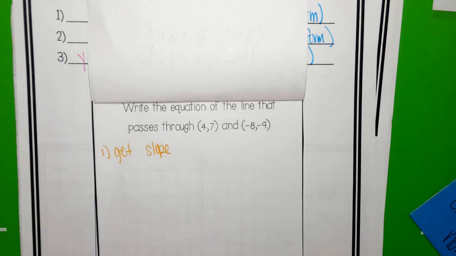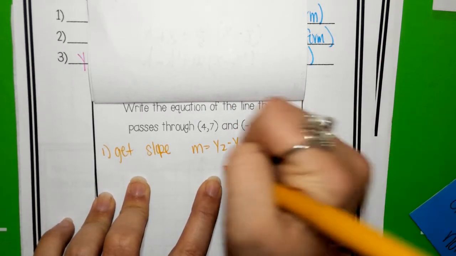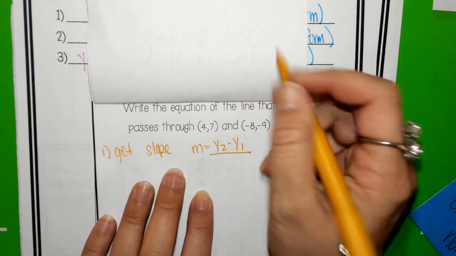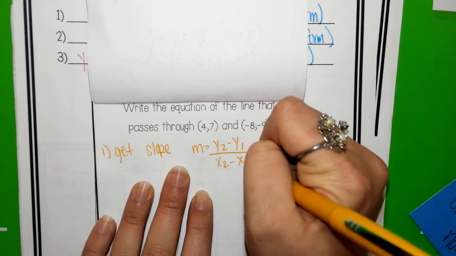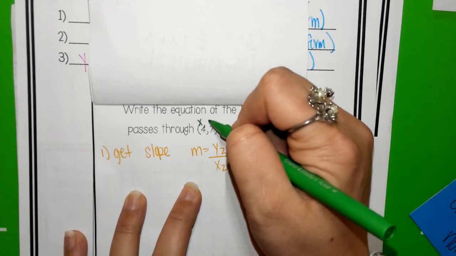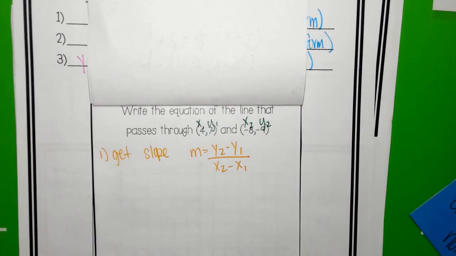Who remembers slope formula? And don't you dare say y equals mx plus b. Miriam? Y2 minus Y1, divided by X2 minus X1. Yeah, there you go. Alright, so we need to label our points every single time. Remember, the first one is x1, y1, and then x2, y2. Yes, no, maybe.